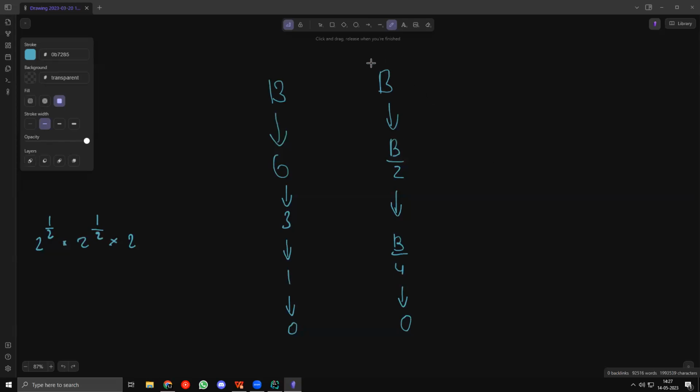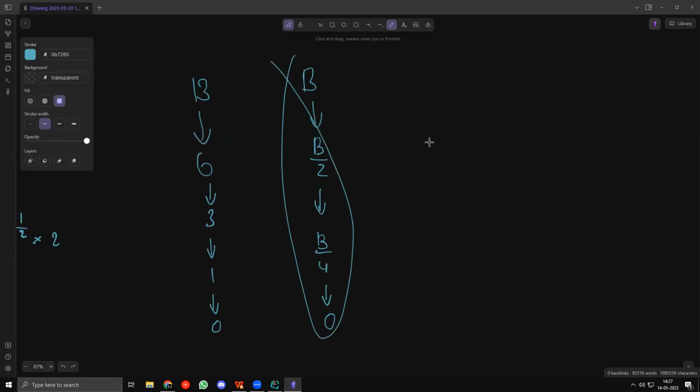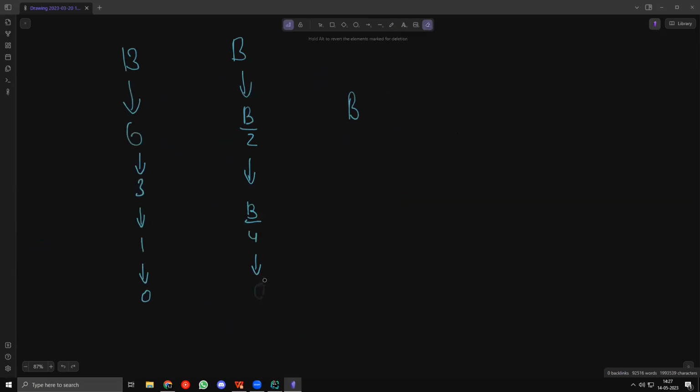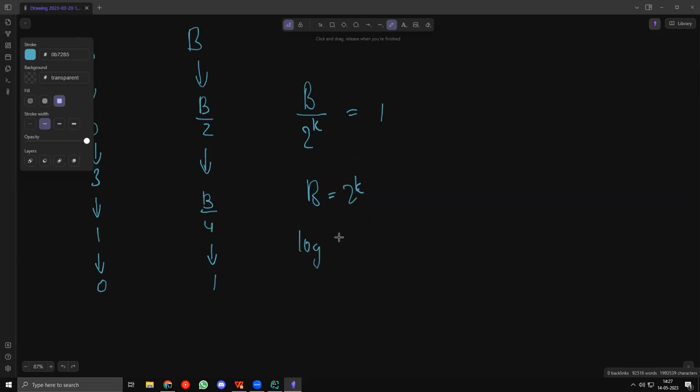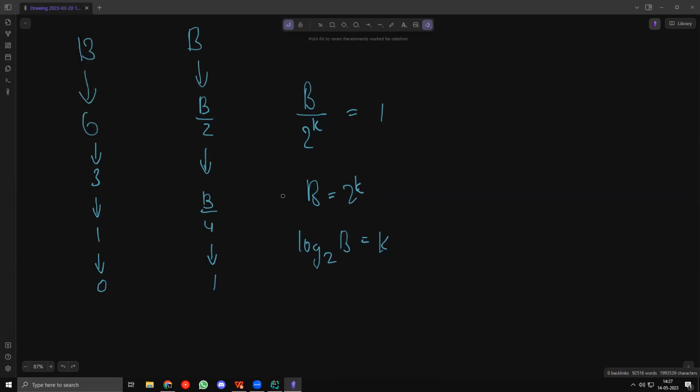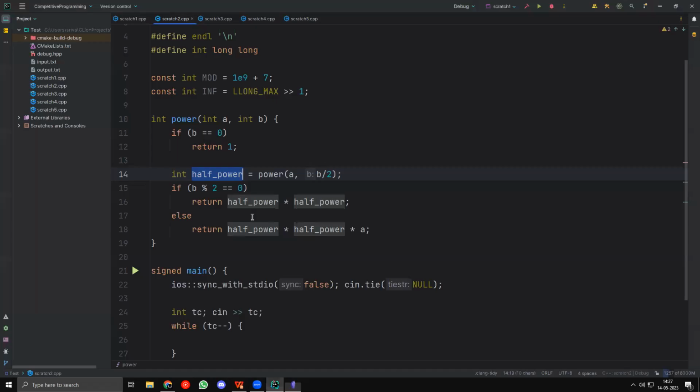This would be log n or log b basically, right? And I hope this is clear to everyone because we are dividing by 2 each time. We are basically taking, instead of going to 0, let's say we are going to 1. Then in this case, we just take b divided by 2 to the power of k, where k is the number of times this operation is repeated, is equal to 1, right? Then we have b equal to 2 to the power of k, or log b base 2 equal to k. And now the number of operations k is equal to log b, right? So this is the proof basically. So this is completely fine.